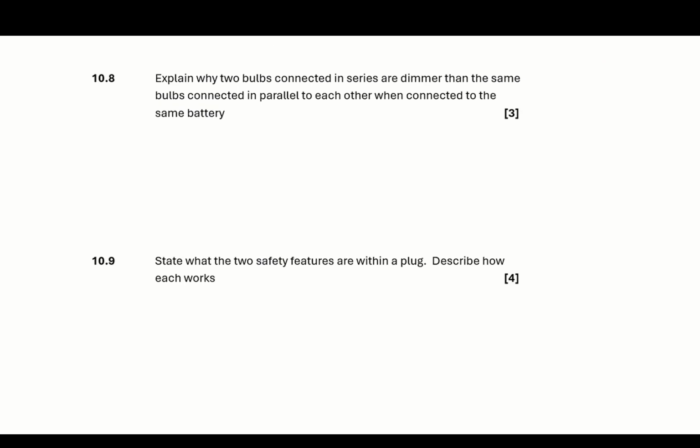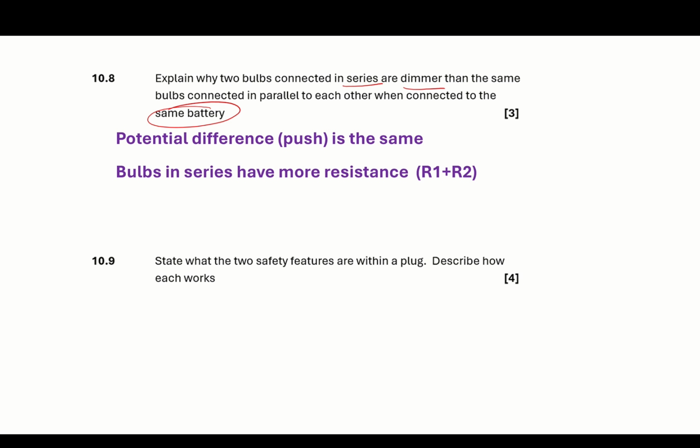Next one, explain why 2 bulbs connected in series are dimmer than the same bulbs connected in parallel. So model answer for this. Well, because we've got the same battery, the potential difference, or the push to move electrons around the circuit, is the same. Bulbs in series have more resistance, R1 plus R2. Well, if resistance goes up, current goes down.